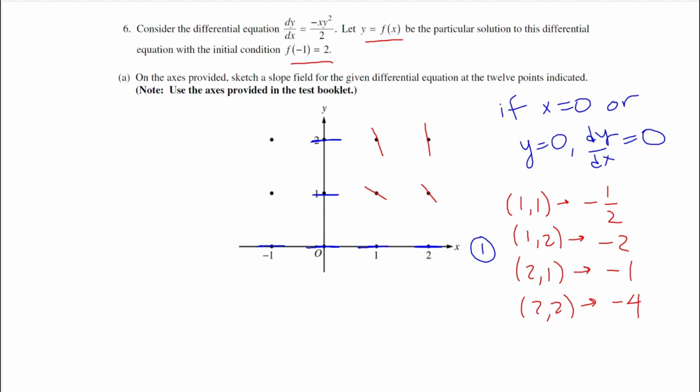Then we got 2 more to do on the other side. If we put in negative 1, 1, negative 1 for x makes negative x a positive 1. And then 1 squared is 1, over 2, just gives us 1/2. So make that about the same as the negative 1/2, but flipped. And then at negative 1, 2, we're going to put in negative 1 for x again. So that's just a 1. And then 2 squared is 4. 4/2 is 2. So just make that about the same as the one that was a slope of negative 2 on the other side. And they gave you 1 point for all the rest of the slopes there.